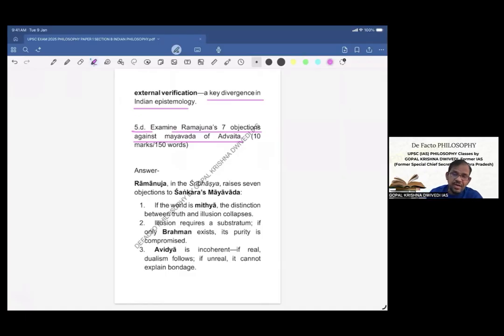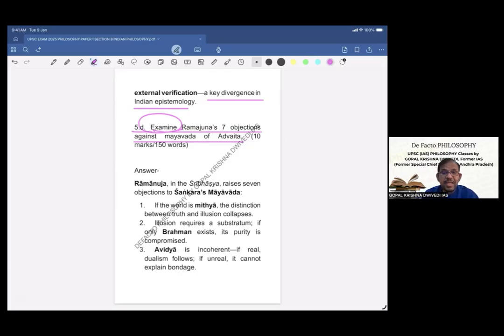Now here, this question is from Vedanta, and Ramanuja and Shankara Vedanta both have been asked. But the issue is, it's very, very specific. Examine Ramanuja's 7 objections against Mayavad. Here, the examine directive also means you have to critically evaluate that. So first, you have to mention what the 7 objections to Mayavad of Advaita are, and then subsequently examine to what extent it's valuable, to what extent it's correct or not. So that's what has to be done.